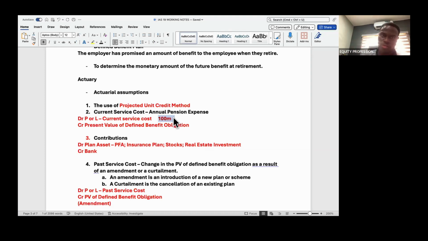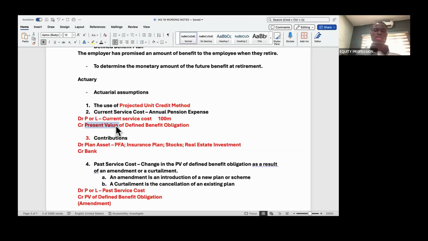That's current service cost. And to account for that, when the actuary gives you this figure, first leg goes to P&L, second leg goes to PV of defined benefit obligation. P&L, PV of defined benefit obligation. So the PV of defined benefit obligation is the liability, and that's the one we keep carrying forward every year. In fact, when the employee has worked for 10 years or 15 years, the balance in this PV of defined benefit obligation account represents the obligation we owe to our employees. That's the obligation. Now, we will need to get this current service cost every year.